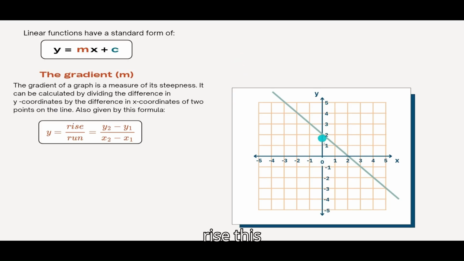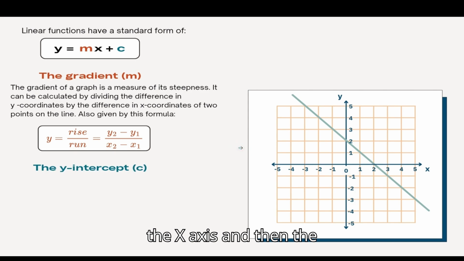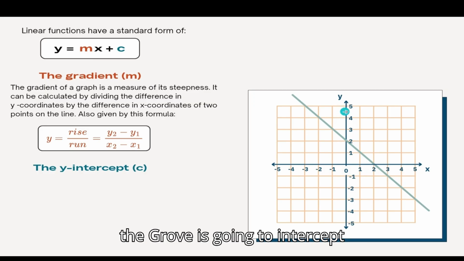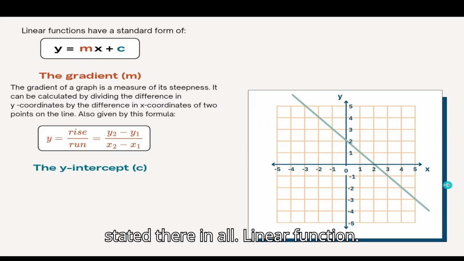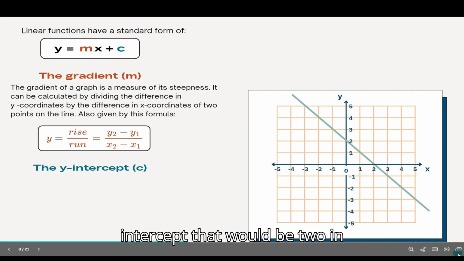Okay, the rise is on the y-axis and the run is on the x-axis. And then the y-intercept is C, where the graph is going to intercept the y-axis. Here we have also x-intercept, but it's not stated there in our linear function. Just to know, the x-intercept is where the graph cuts the x-axis. But in the formula, we only use C, or y-intercept. That would be 2 in that case.